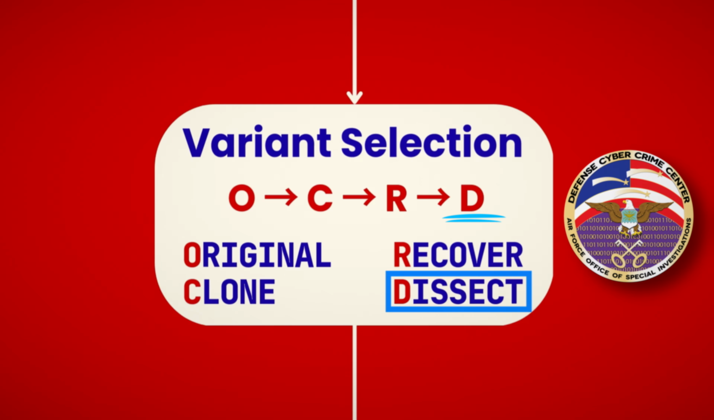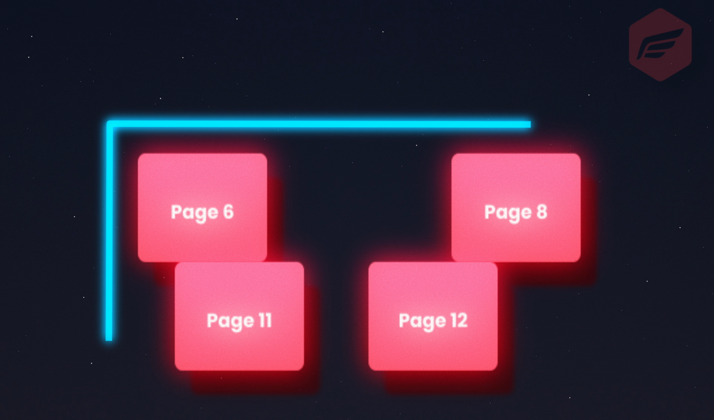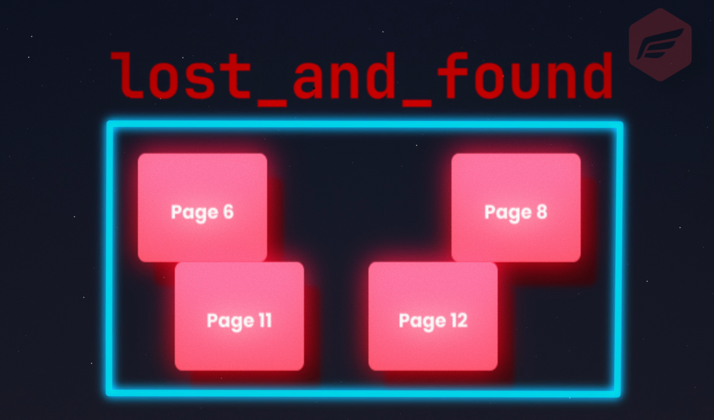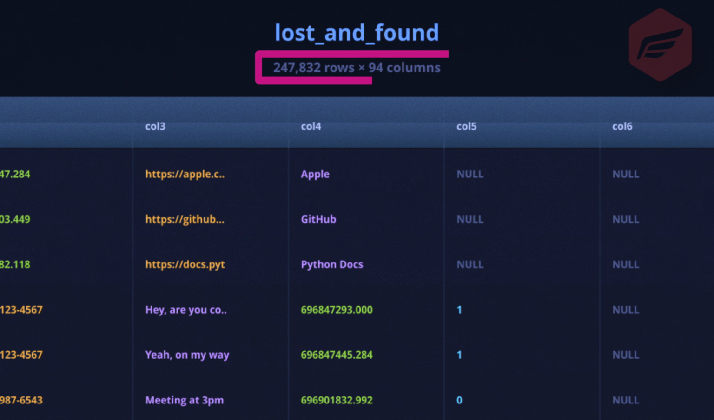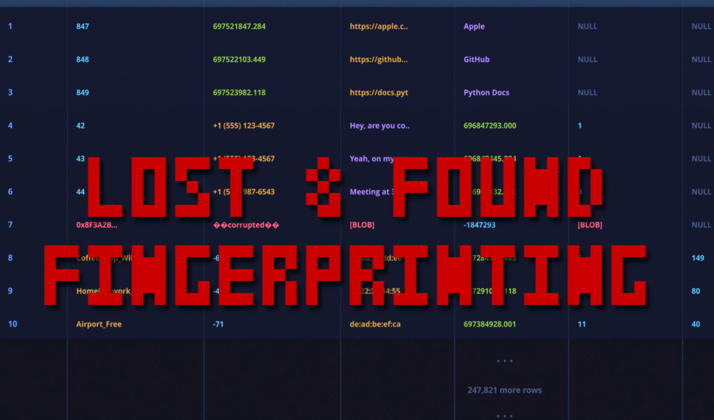Some databases are so corrupt that data becomes lost within the database itself. The good news is that SQLite Recover can gather this lost data. The bad news is that every single lost row ends up in one solitary table, lost and found. It has as many rows as there is lost data and as many columns as the longest row. But Mars can get a lot of this data back in place with lost and found fingerprinting.